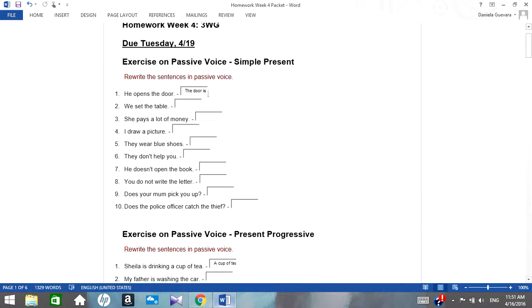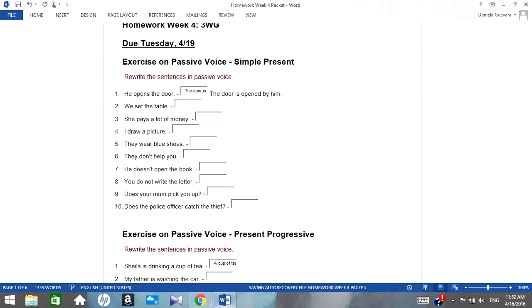And that's the first thing that you write, the door. And then this is the present tense, so we know that our be verb is always going to be is. And then we have to choose the past participle of the verb. Past participle of open is opened. And then we add our by phrase, by. We can't put he, we have to use him because it's in the object position now. So that's the first one.